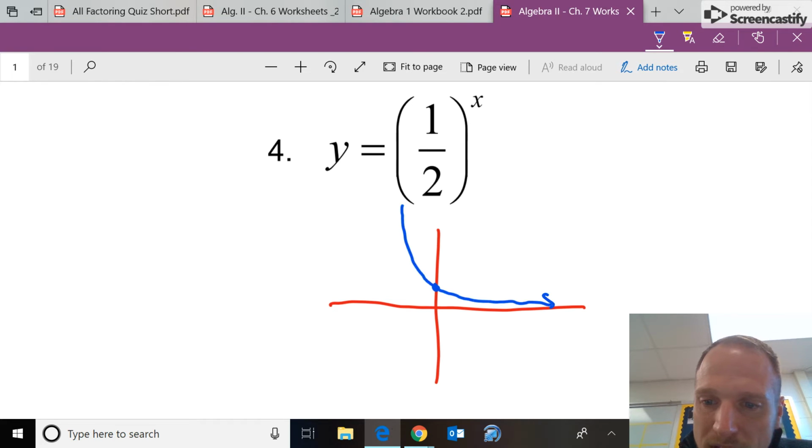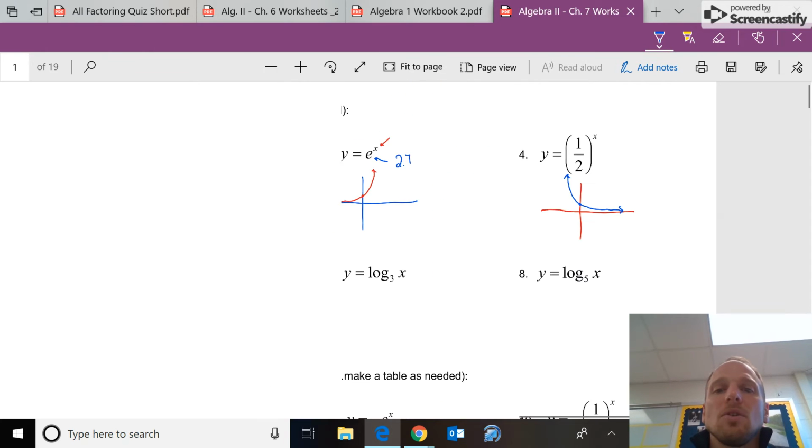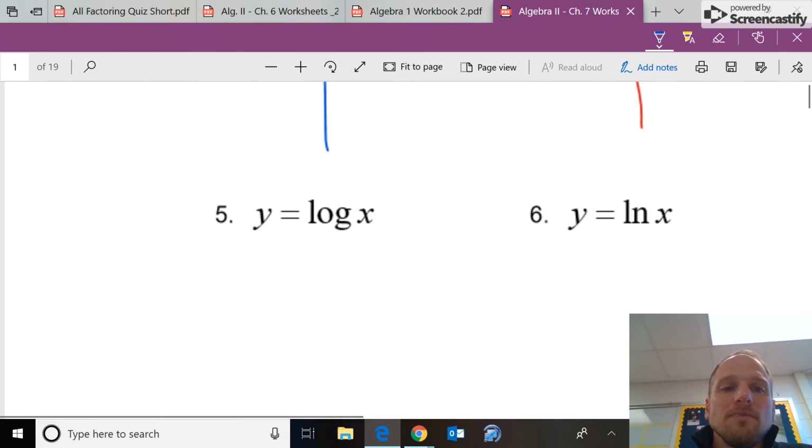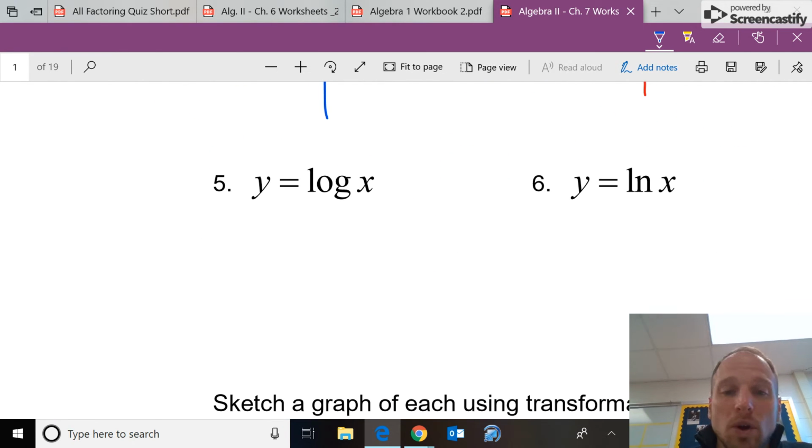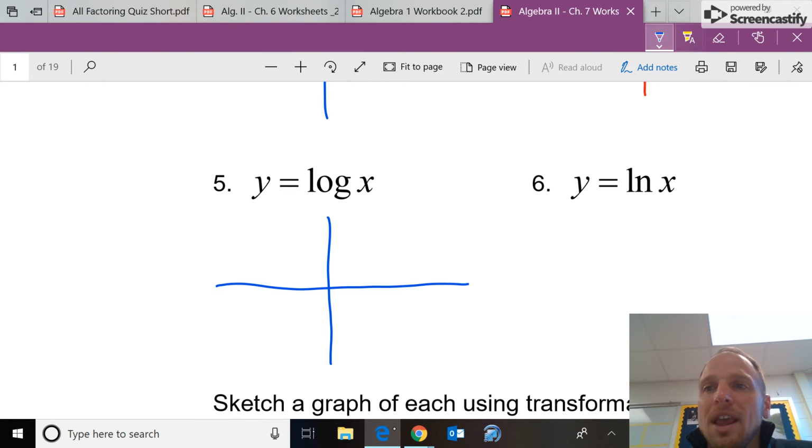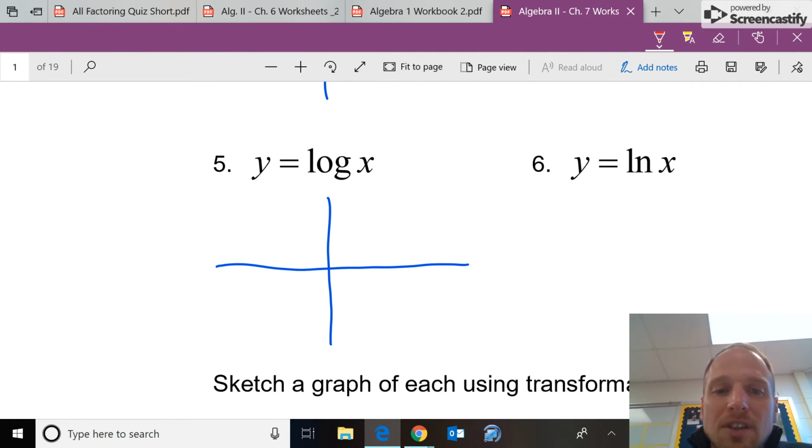It's going to reflect it over the y-axis just like that. All right? So now let's talk about the next ones. The log of x. Well, this is just the parent function. All right? And the log is actually the exact opposite of the exponents that we just did. The opposite of the exponent.